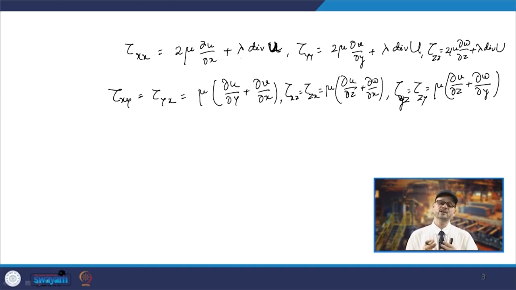Now for the incompressible flows, we know that div U becomes 0. Accordingly you can have many simplifications for the incompressible fluids. Once you substitute these values into the momentum equations, the x momentum, y or z momentum, they will have a different form. So when you substitute, what happens?